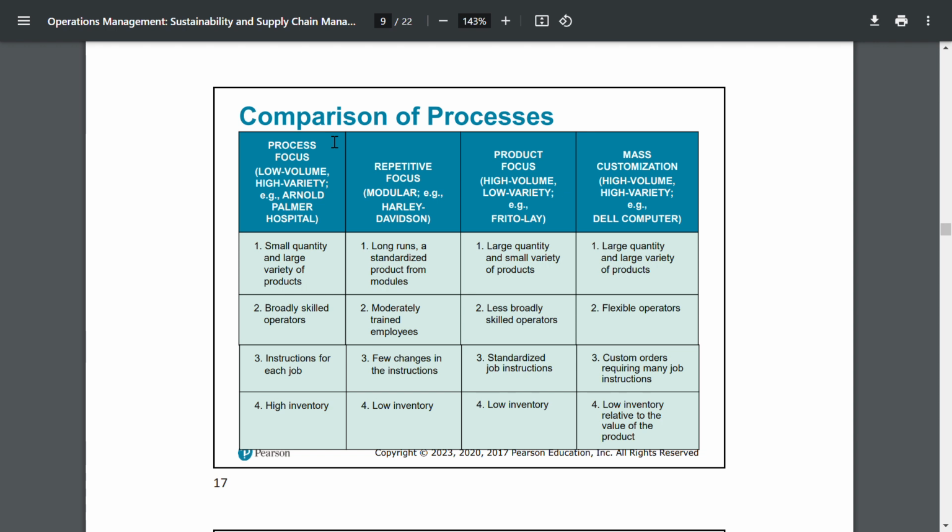first of all, we're going to have a large inventory, but relative to the value of the product it's going to be a low inventory. Okay, so the only one that will need a high inventory is the process focus. The others are basically just low inventory. The repetitive focus, product focus, and mass customization just require low inventory. But for the mass customization, we said we'll need highly responsive partners to provide us with the materials when needed.